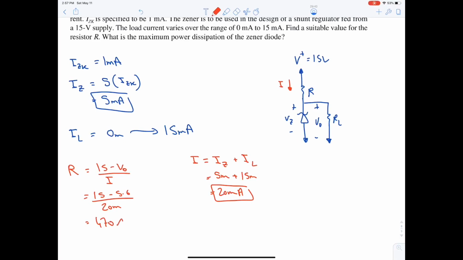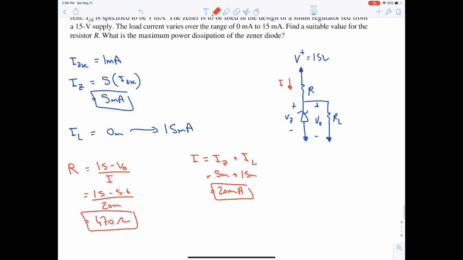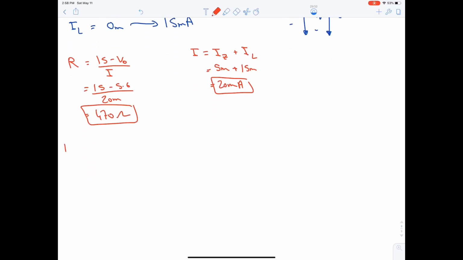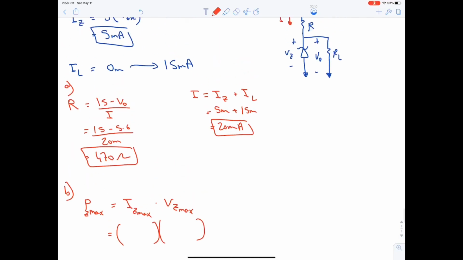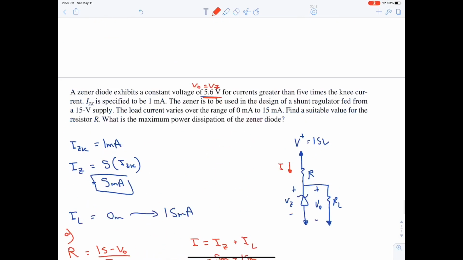470 ohm. Okay. Now, part B of the question says, what is the maximum power dissipated in the Zener diode? We need to find the maximum power across the Zener diode, P max, PZ max, which is IZ max multiplied by Vz max. Now Iz is varying, however Vz is fixed. It's 5.6.